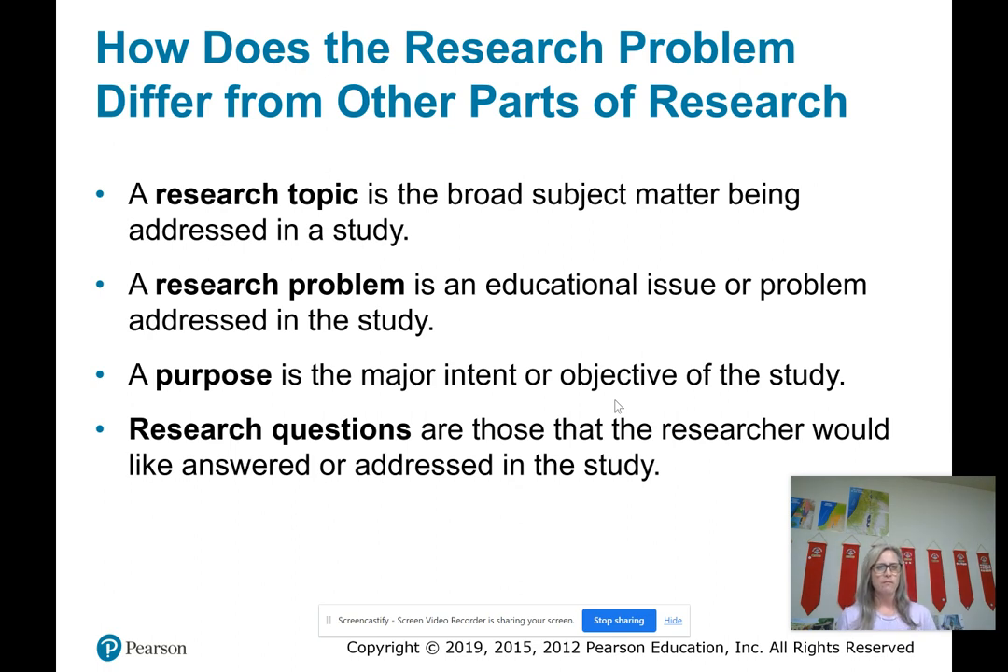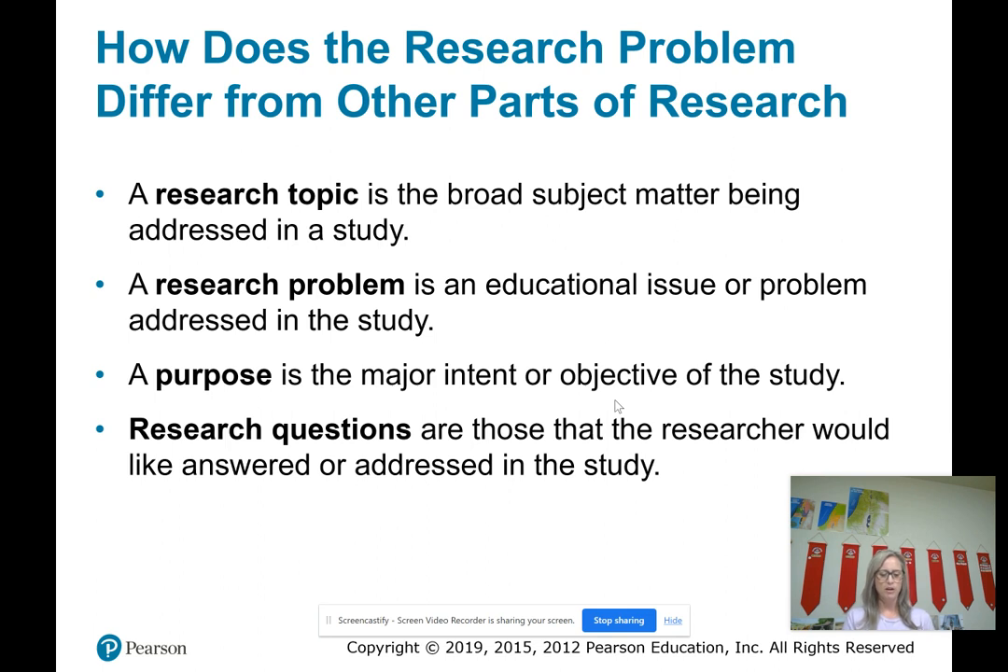Okay? Now, to better understand research problems, we need to better understand other components of a research study, because some of them sound familiar, so it might be a little confusing. First, research problems are different from a research topic. We'll look at that in a bit, but topics are broad subjects addressed by the study. Your research topic is more broad, and your research problem is more narrow.